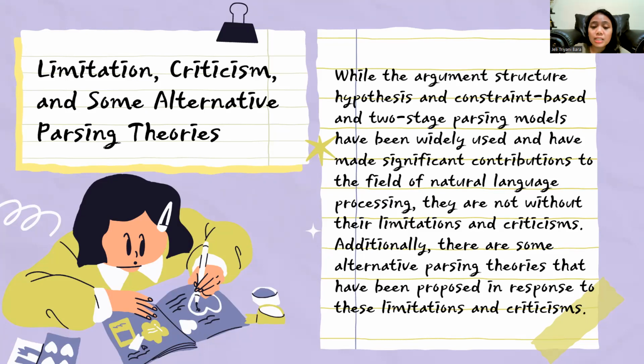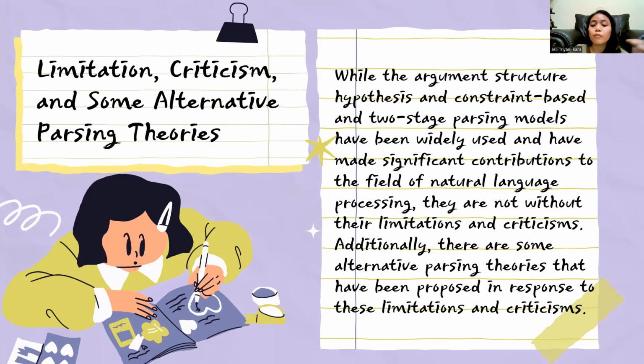The limitations and criticisms of the argument structure hypothesis and parsing models include, the first one, overgeneralization. Some critics have argued that the argument structure hypothesis, the way that verbs assign semantic roles to their arguments, assumes a one-to-one correspondence between a verb and its arguments, when in reality verbs can be used in a variety of ways and can assign different roles to their arguments in different contexts.